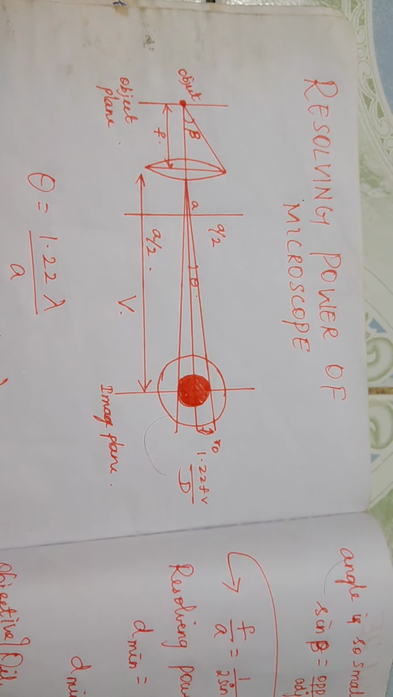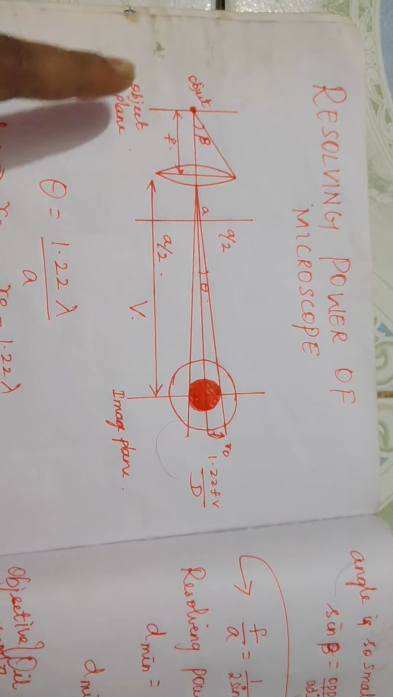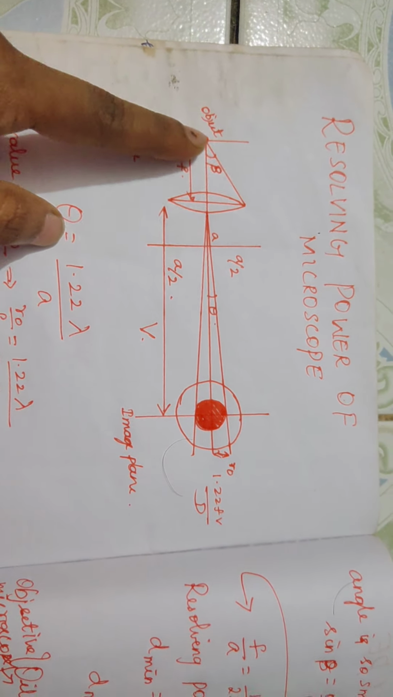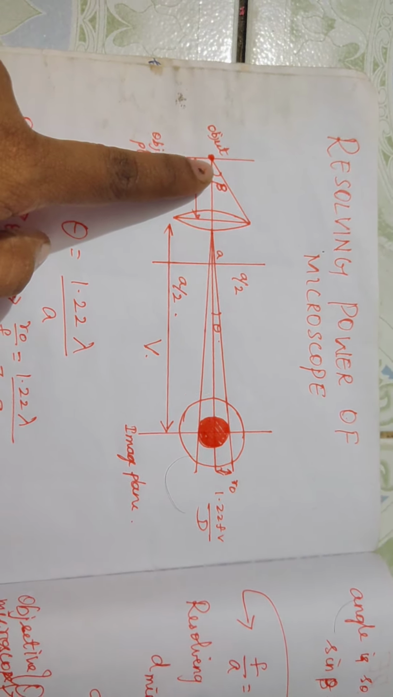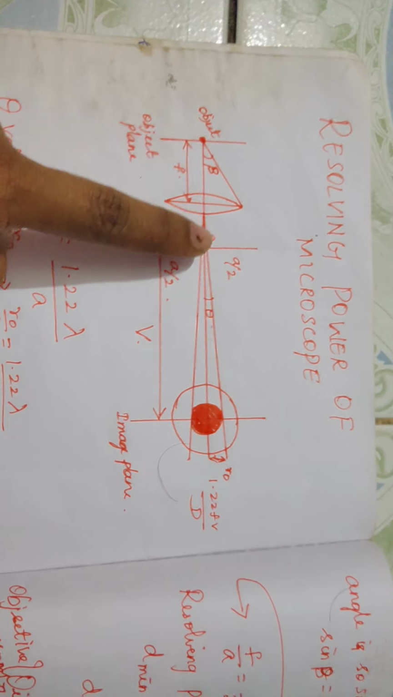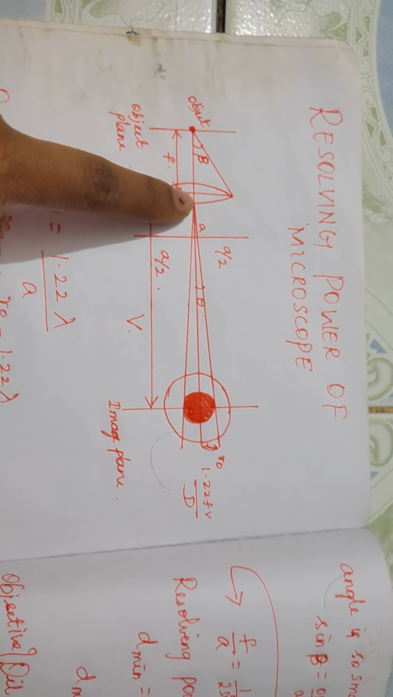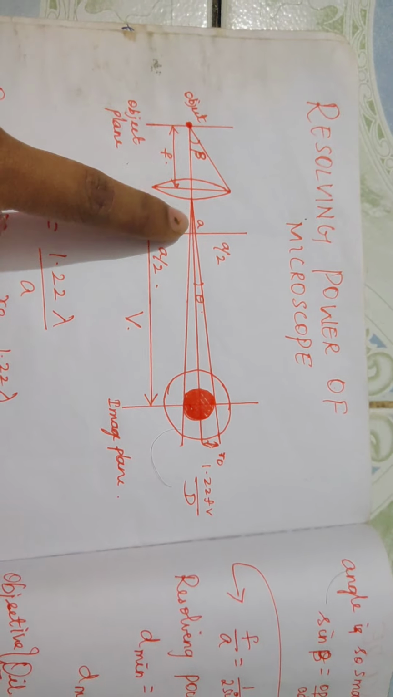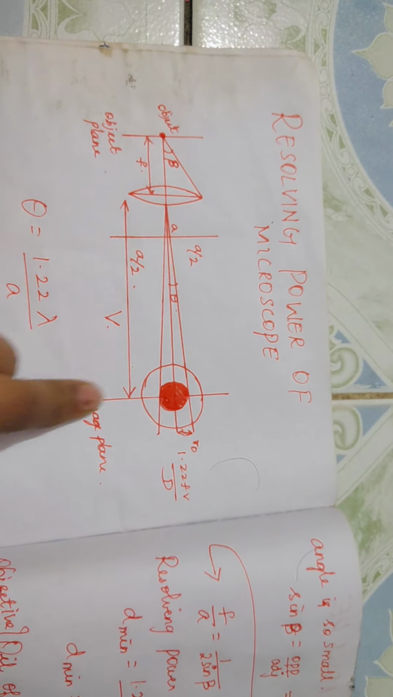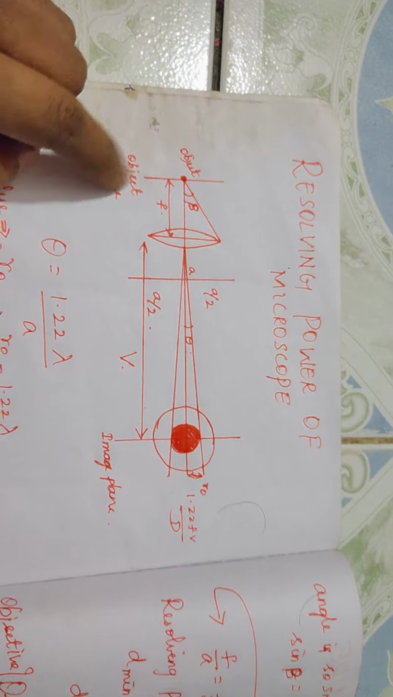The topic is resolving power of microscope. So here I have the object, so it passes in this way, and it makes an angle beta. This is the convex lens, and this convex lens gives the image in this way. This is the image plane, and this is the object plane.